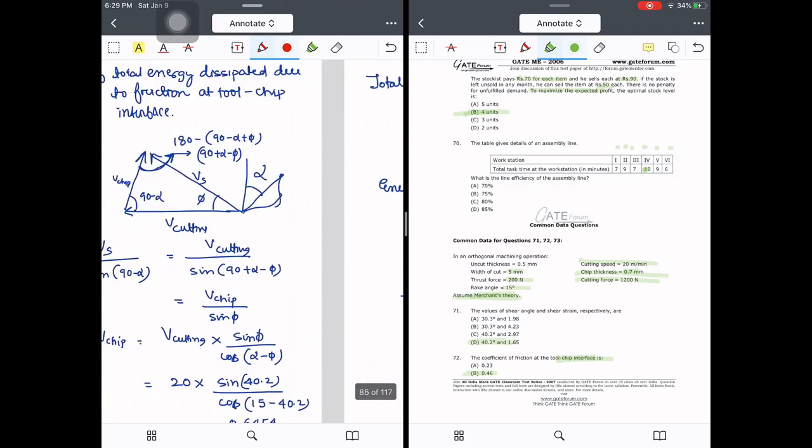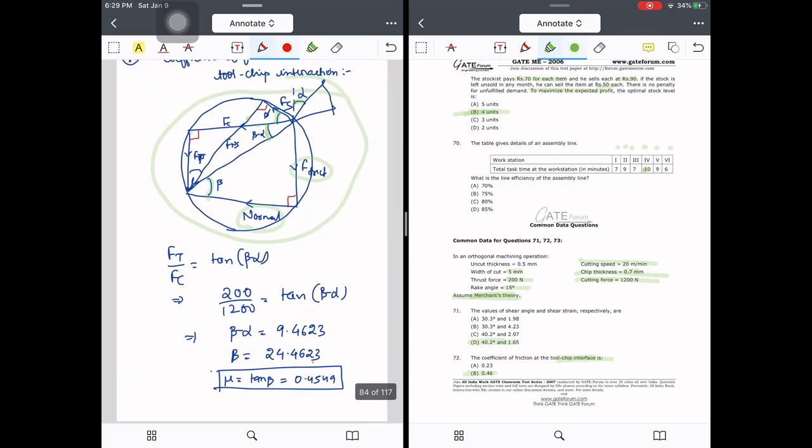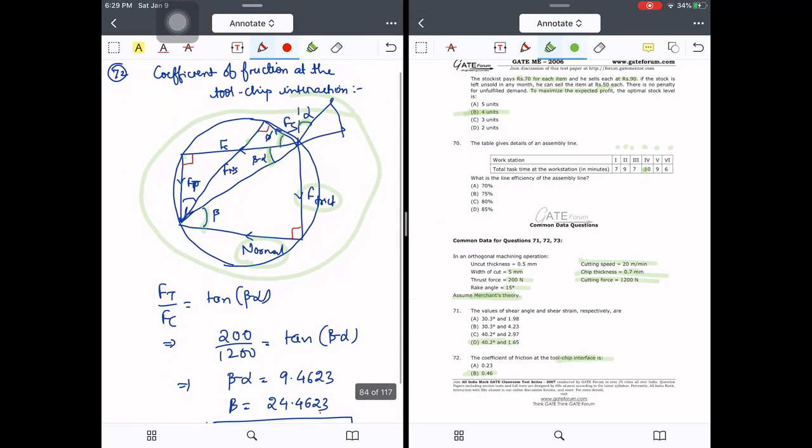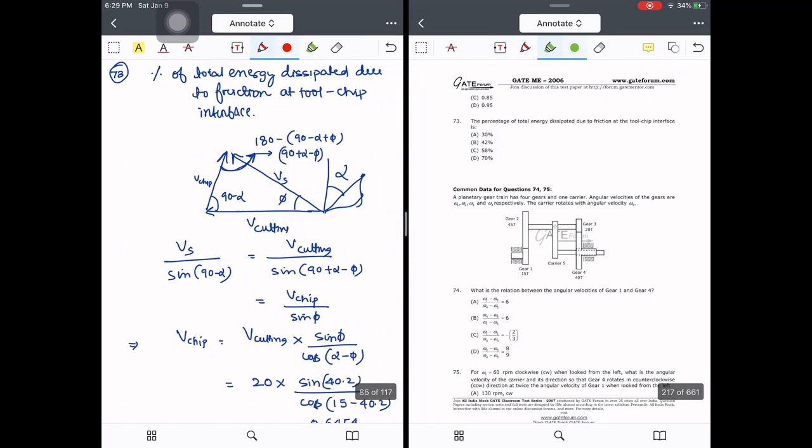Here the shear strain is 1.65. Okay, shear angle I think we have already found, right? Yeah, shear angle is 40.2. Yes. So hence this question is completed. Any other thing that we need to calculate? 73. Okay, another thing is the percentage of total energy dissipated due to friction at the tool chip interface.